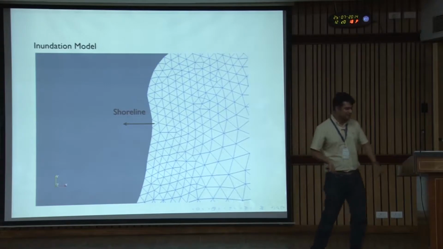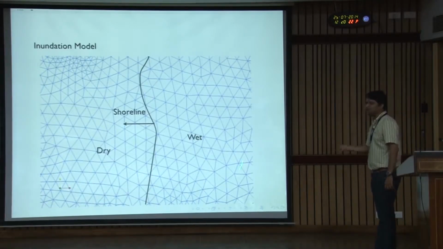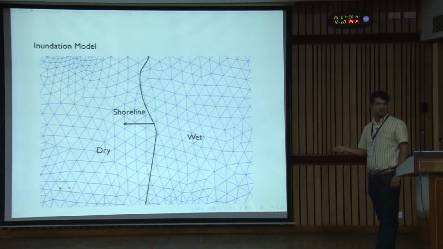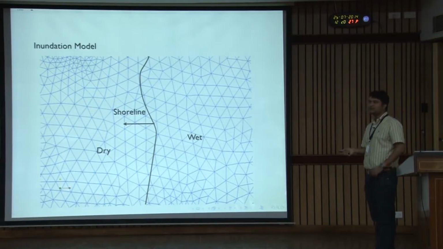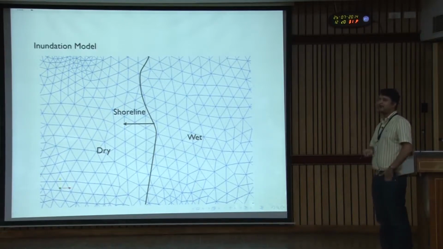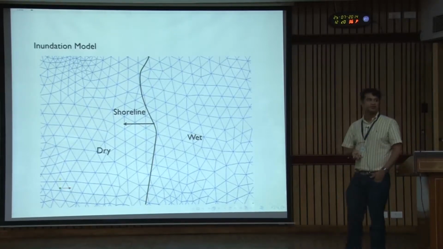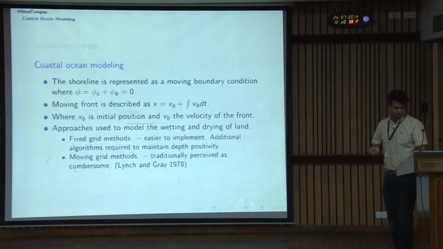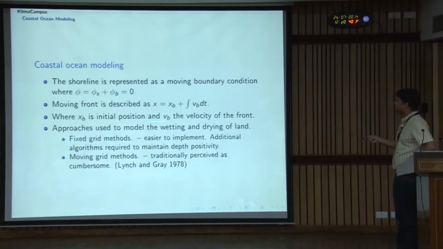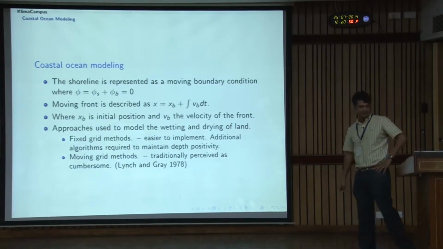Okay? So the way most people try to model it is they take the entire region as part of their computational domain, and then they play tricks with their governing equations or their numerical method to distinguish between dry and wetland. And then the interface is obviously somewhere in between in this computational domain. Okay? So you typically have a moving front which is defined by the interface velocity. Moving grid methods are typically cumbersome, mainly because of the reason which I mentioned.